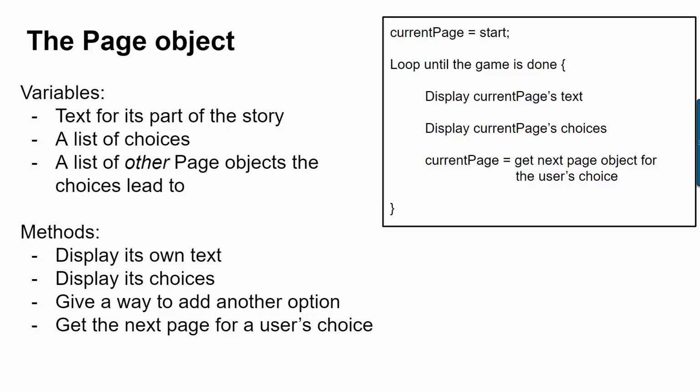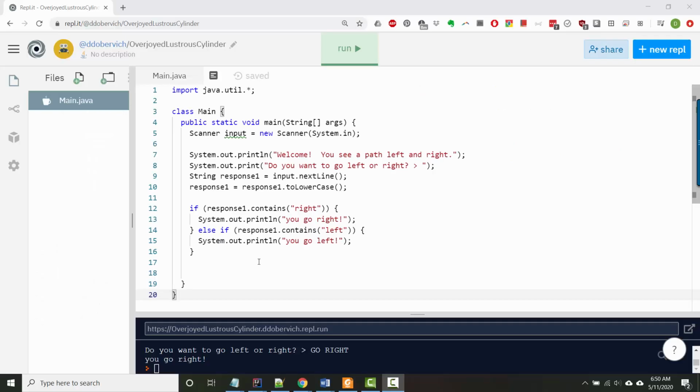Where we left off last time, we talked about the need for a page object, which has variables representing the text for the story, the choices the user can make, and other pages that those choices lead to, and methods for displaying its text, displaying the choices, and returning the page that corresponds to a particular choice the user made. So let's go ahead and make that object now. Here's what your game looked like when we last left off. We had just a bare bones hello world with some if statements.